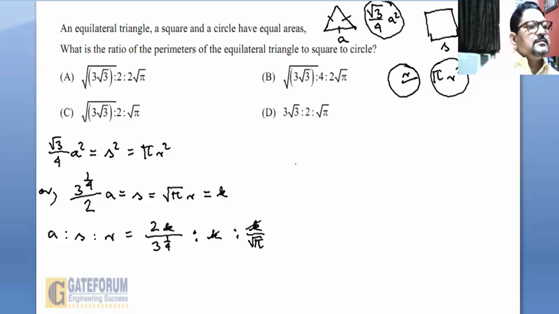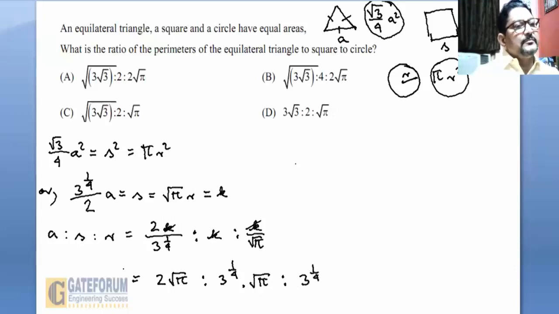So k cancels off. And we can multiply all the three terms by 3 to the power 1/4 into root pi to get an integral value. If we do that, in the first case, it will be 2 root pi, because 3 to the power 1/4 will cancel off. In the second case, it will be 3 to the power 1/4 into root pi. And in the third case, it would be 3 to the power 1/4. So this is the ratio of A, S and R.